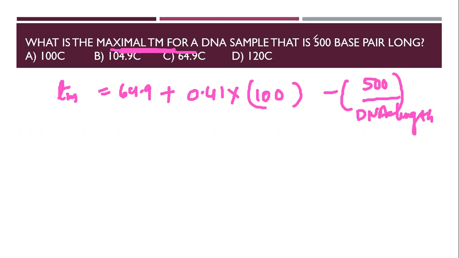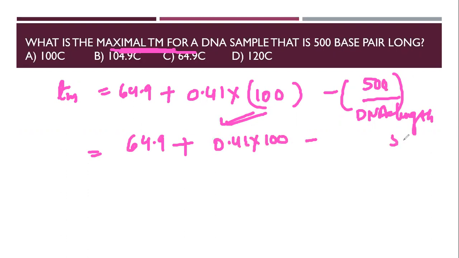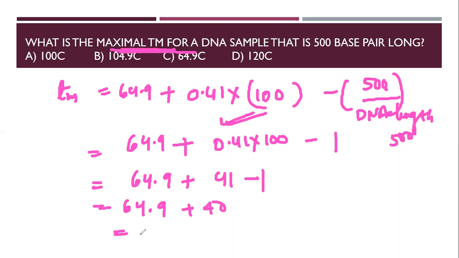Since they're asking for the maximum Tm, you need to take the maximum GC content. Now solve it. 64.9 plus 0.41 into 100 minus 500 divided by 500. Correct? So here it is 1. So how much are you getting? Degree Celsius. So option B. Simple? Even though I'm doing it quickly right now, it is because I have already solved this and kept it. So you also need to practice later.